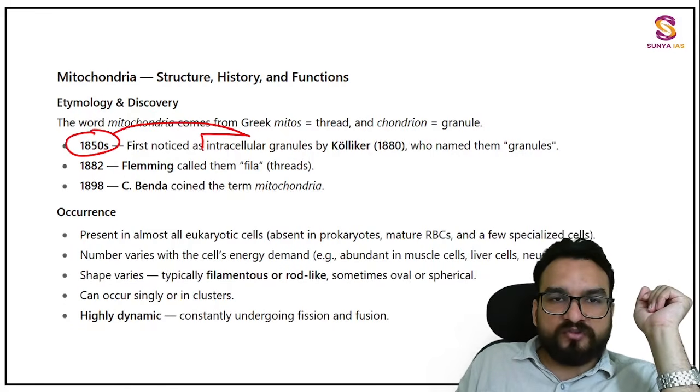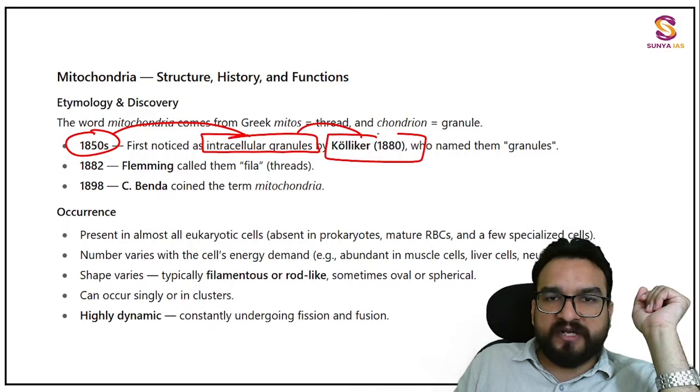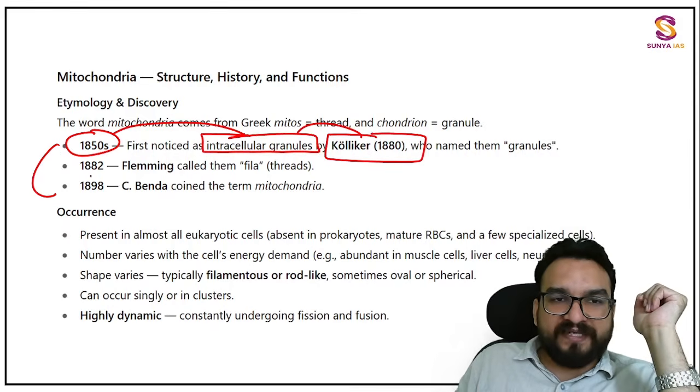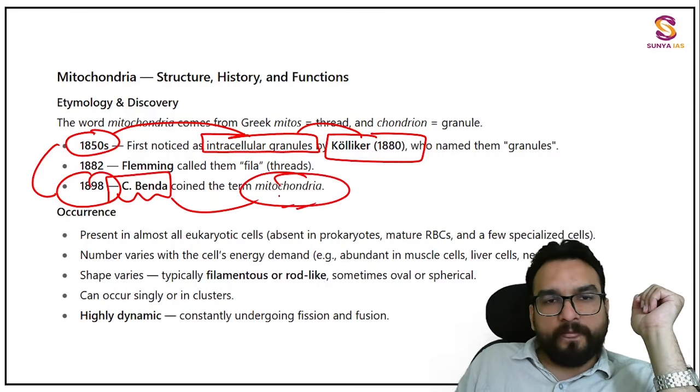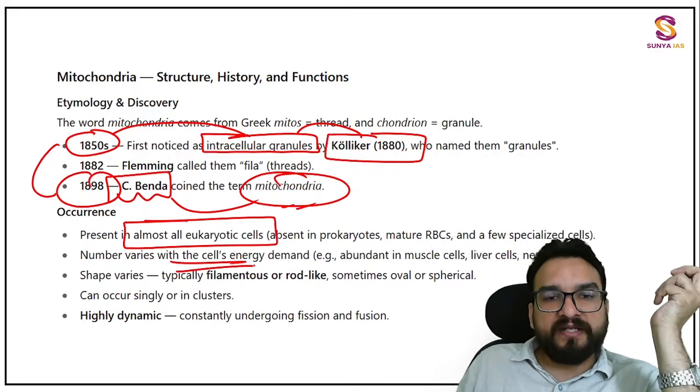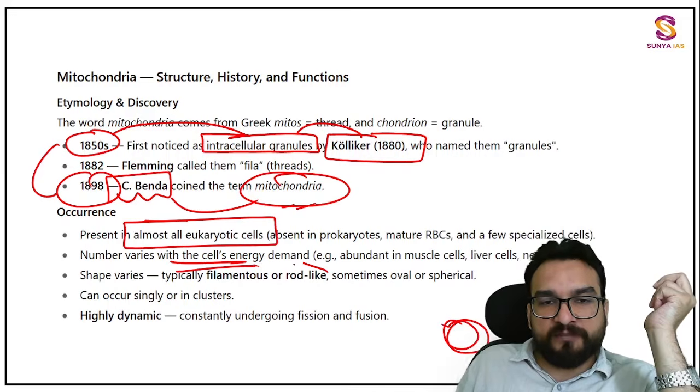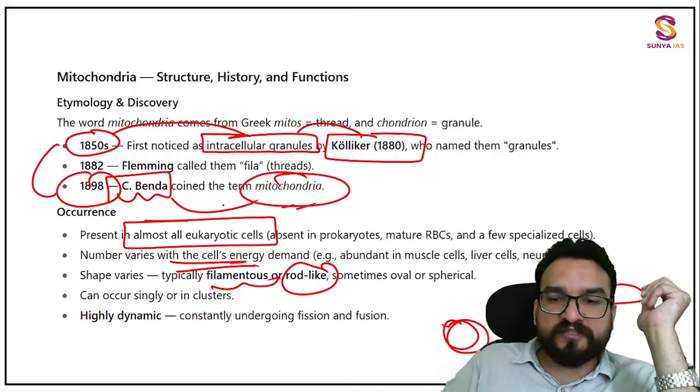See this, guys. In the 1850s, intracellular granules were first noticed by Kolliker. I have told you to remember Kolliker. And second, the name mitochondria was given by C. Benda. It is present in almost all eukaryotic cells, and its number varies. Somewhere you will find it rod shaped, somewhere oval shaped, somewhere filamentous. This is the shape with respect to this.